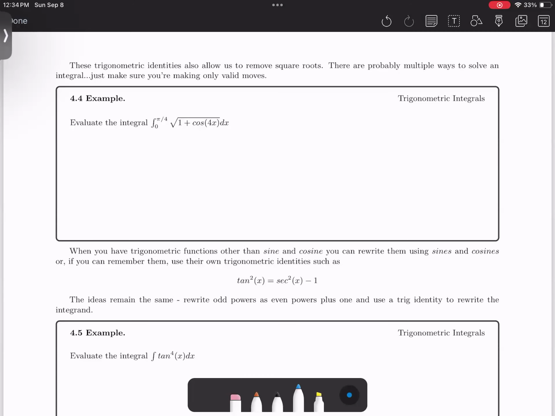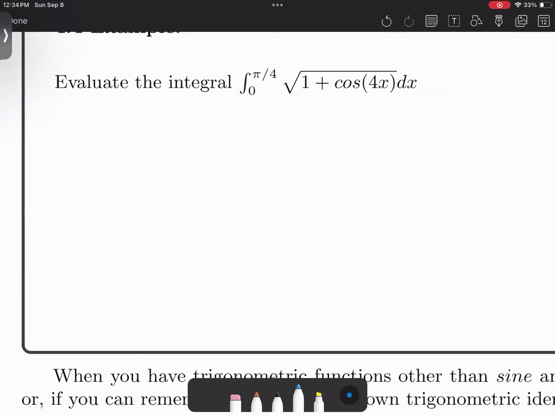Example 4.4 is going to see us using a double angle formula just backwards. Here we are trying to evaluate the definite integral between 0 and pi over 4 of the square root of 1 plus cosine of 4x. Let's remind ourselves of what double angle formula we might be able to use here.